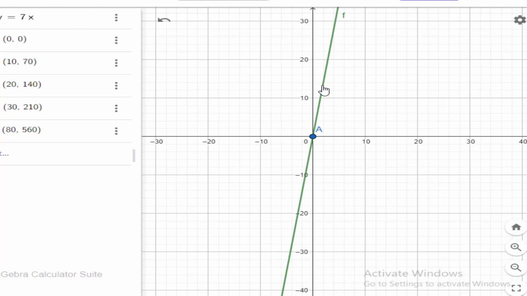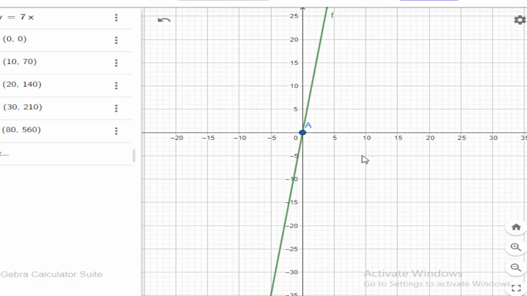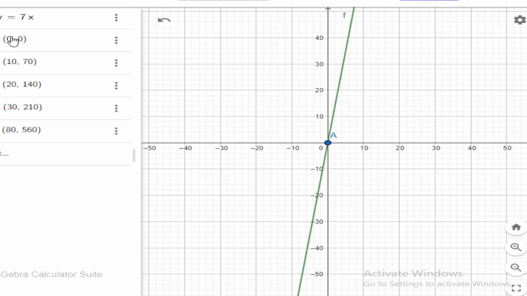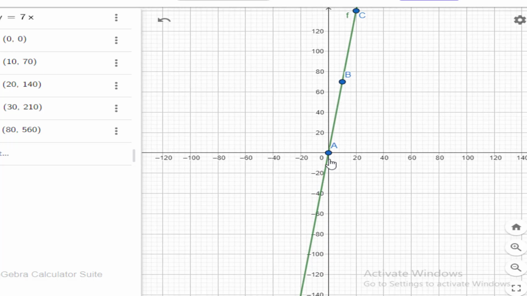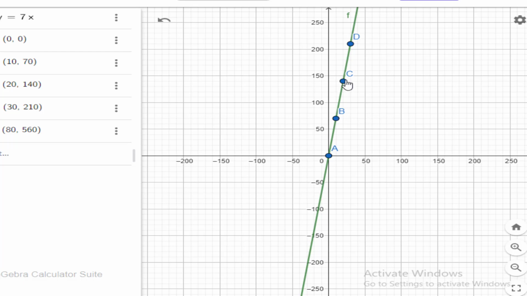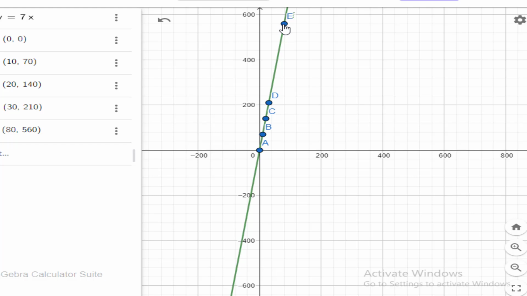Each point on the line represents a specific number of guests and the corresponding expenses. You can see that these numbers are the numbers of guests and these are the expenses. So this is the graph, and let me show you. This is point A, this is the first point, then we will come up with more points. So this is B, this is C, this is D, you can see, and this is E, where for 80 guests, the expenses are $560. So this line shows the direct proportionality between expenses and the number of guests.